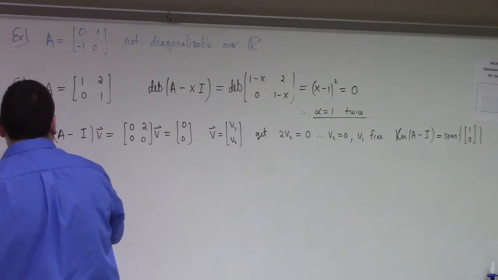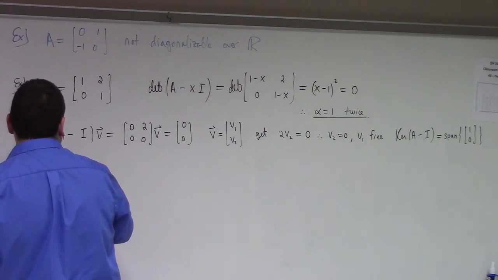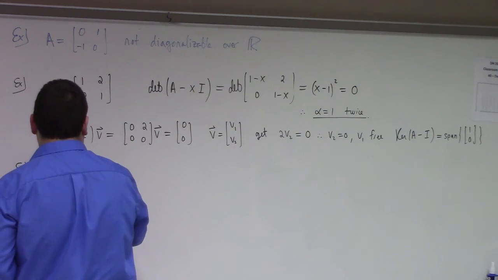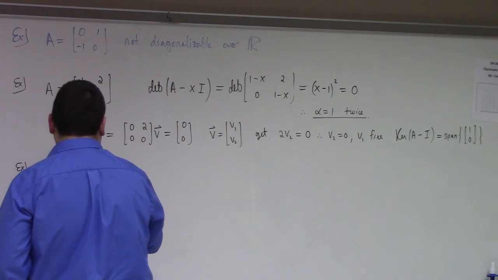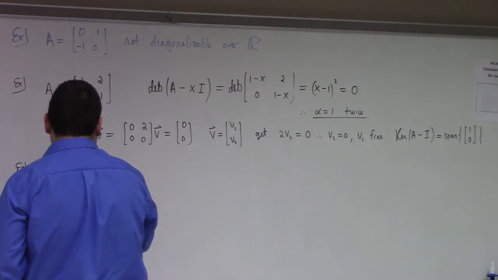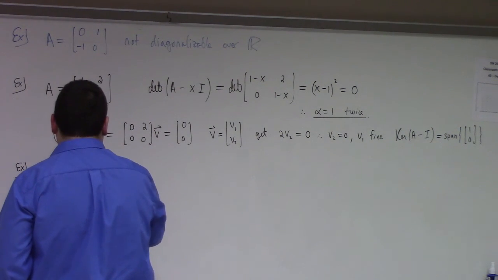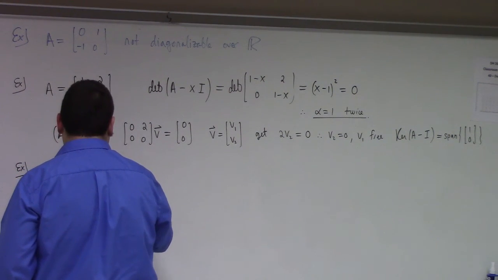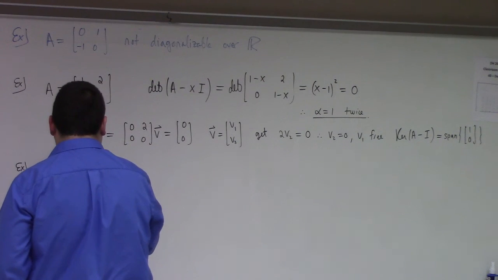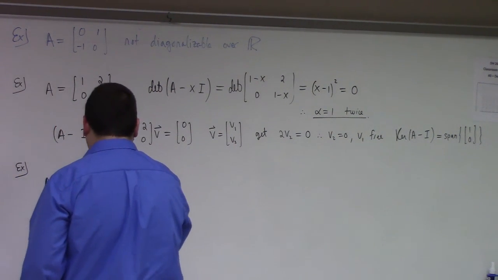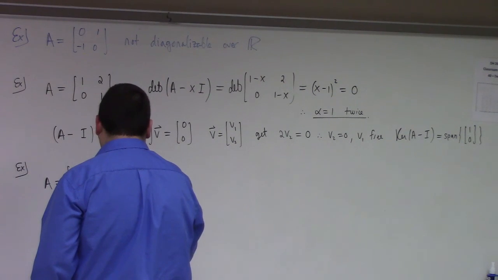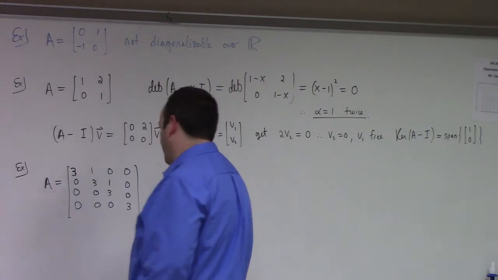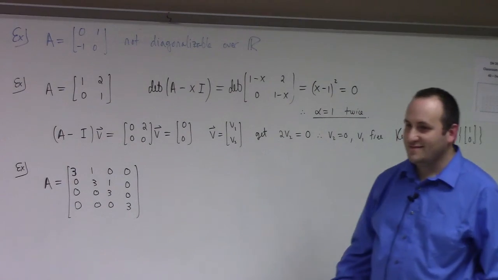Another example, if you have this: 1, 3, 0, 0, 1. Oh, I'm sorry, I meant 3's on the diagonal, 1's on the super diagonal. And then I'll put a 3 down here. What is it? What'd I do?